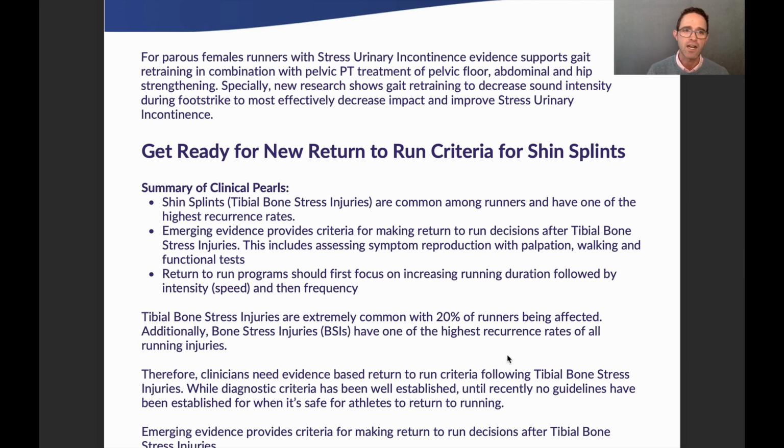So let's move on to talking about some new return to run criteria after shin splints. Now, bone stress injuries are very common among runners, and they have a very high recurrence rate. So understanding shin splints, understanding tibial bone stress injuries is really important, and making sure that you have an evidence-based return to run and to assess the criteria to initiate a return to run is really important.